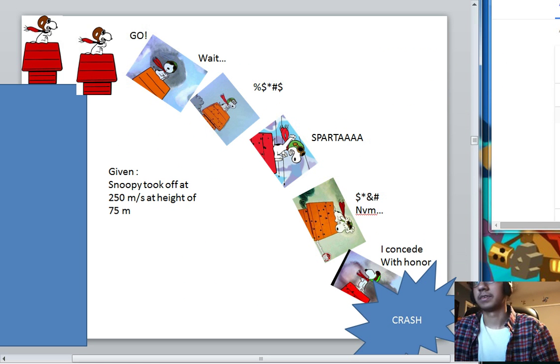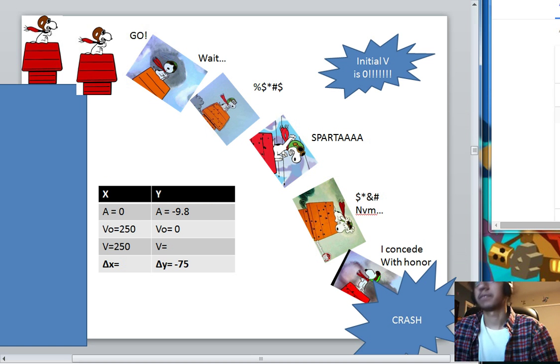Okay, well, here we have Snoopy. This is a type 1 problem because he's taking off from the edge of a cliff on the fact that he can somehow manage to fly his little doghouse, and he takes off with 250 miles per hour, or meters per second, at a height of 75 meters.